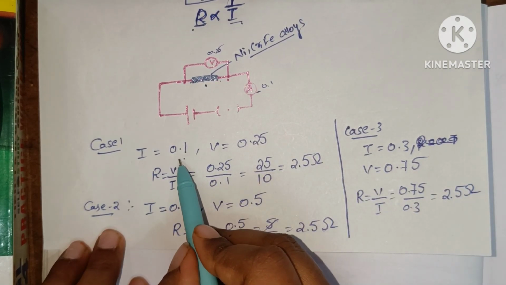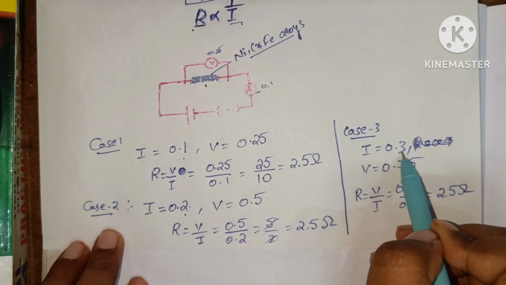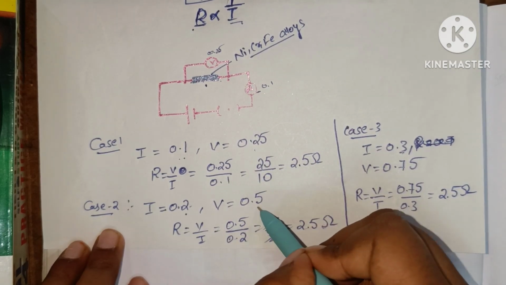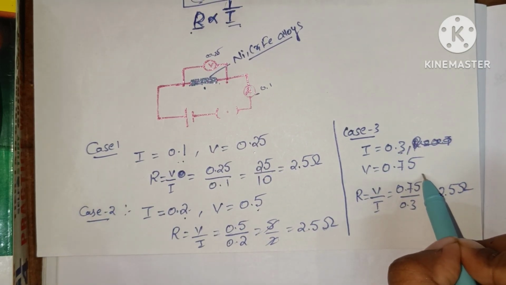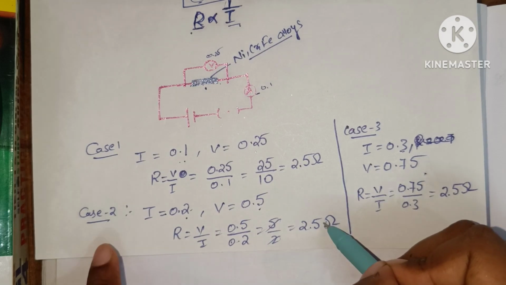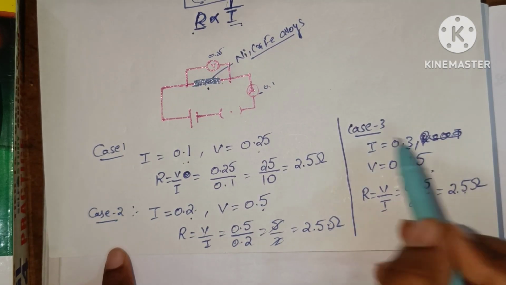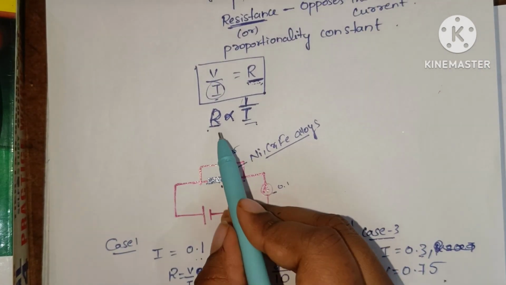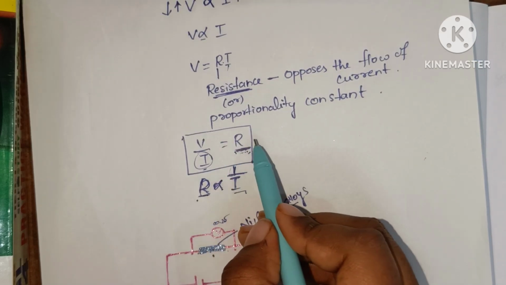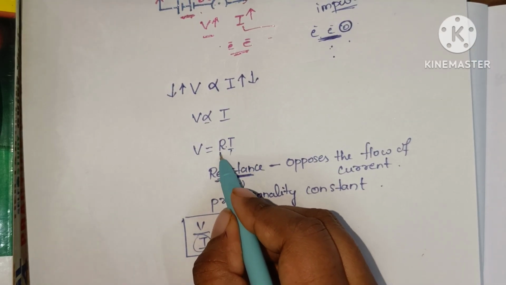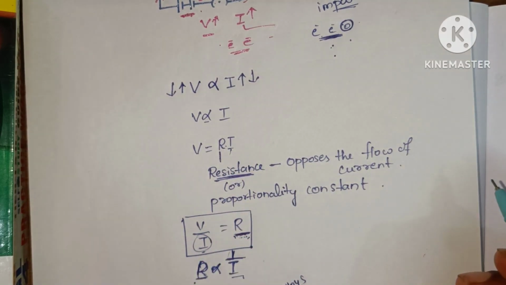So you observe here that the current was changing in the 3 cases, and the voltage was changing in the 3 cases, but the resistance remained the same. By this you can understand that resistance is constant, right?